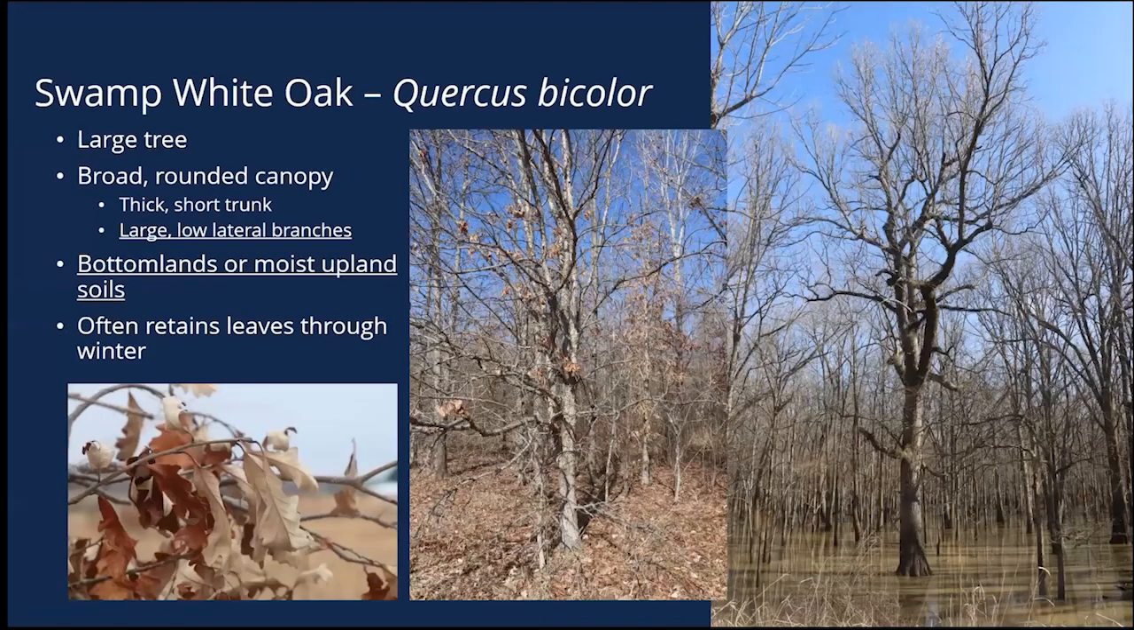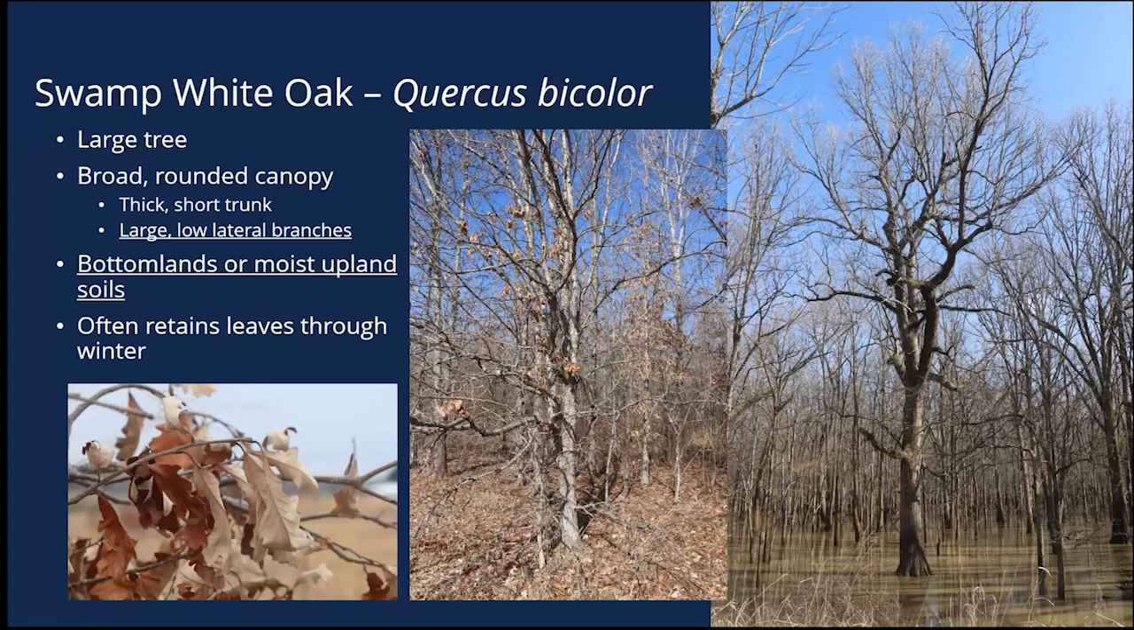Now this can be a very large tree, broad rounded canopy, thick short trunk, low lateral branches, all of that. It's named well, as you can see in the picture here, especially the one on the right, growing right in a swamp. But it does also grow in the uplands. And so that's a little bit confusing sometimes, because you expect it to be only in the lowlands and only growing in the swamps. But it can grow in a bit wider of a habitat conditions than just the low areas. It will often retain its leaves well into winter.